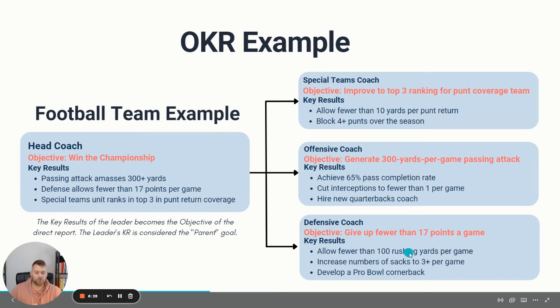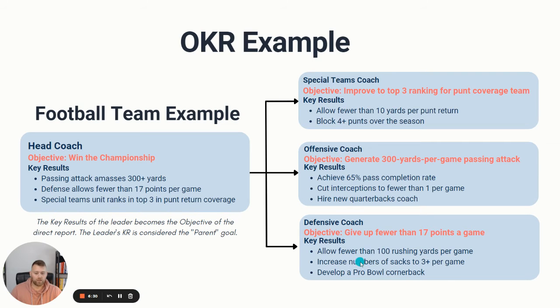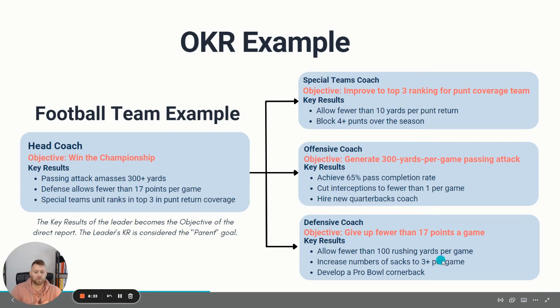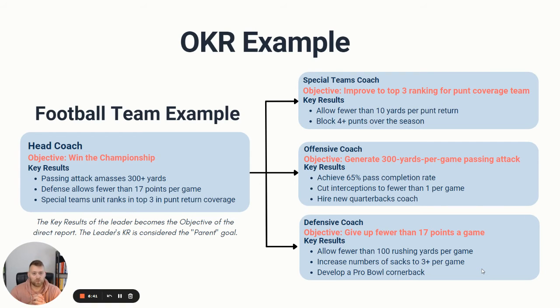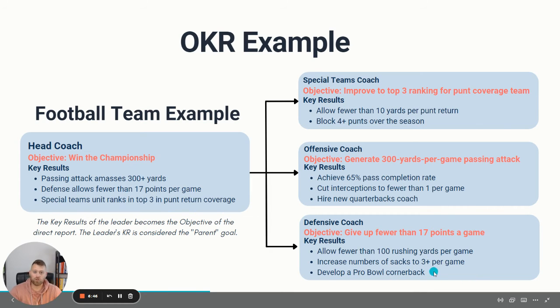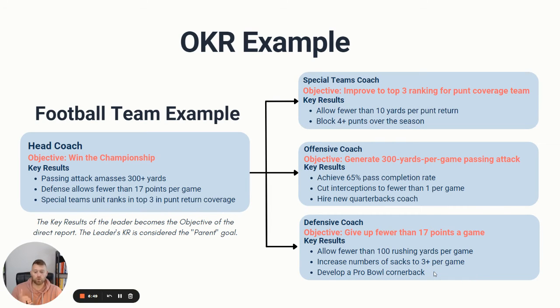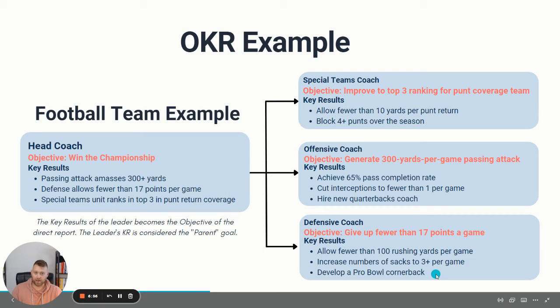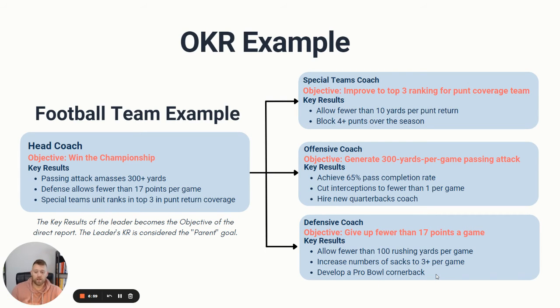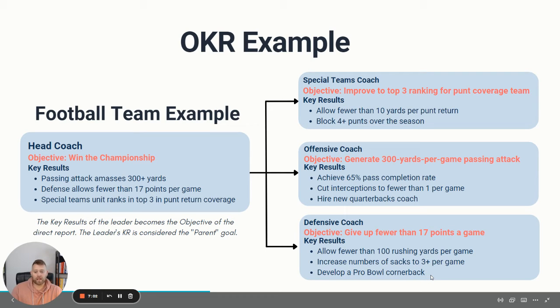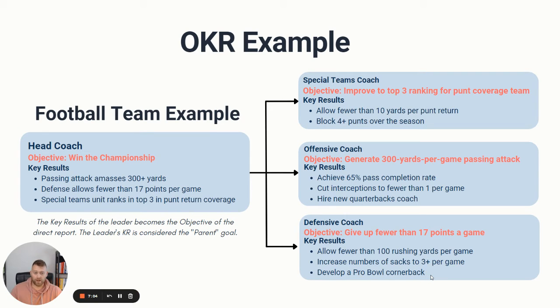Allow fewer than 100 rushing yards per game. Increase number of sacks to 3+ per game. And then develop a Pro Bowl cornerback. Now, I will say that last one is a little bit tough to measure, but we can measure it because this cornerback is going to be titled a Pro Bowler or not. So it's still binary. Now we can look at that as we go through a retrospective and say, did this cornerback receive a Pro Bowl recognition?